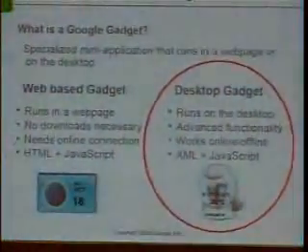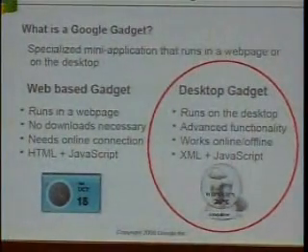This talk is more about desktop gadgets, and the difference is that the web-based gadgets run in the web, and you don't need any downloads. You basically run them in the browser, and they are written with HTML and JavaScript. Here's an example of some gadgets that you can see over here. On your left-hand side it says Saturday, October 18th. And on the right-hand side, you have desktop gadgets which run on the desktop.